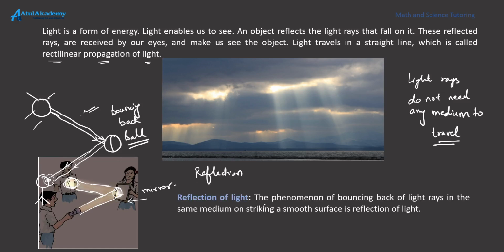So reflection of light is the phenomenon of bouncing back of light rays in the same medium on striking a smooth surface. The light rays are bouncing back in the same medium, meaning they are not passing through this medium, they are coming back in the same medium after striking this plane surface. Clear what reflection is? The bouncing back of the light rays into the same medium only.